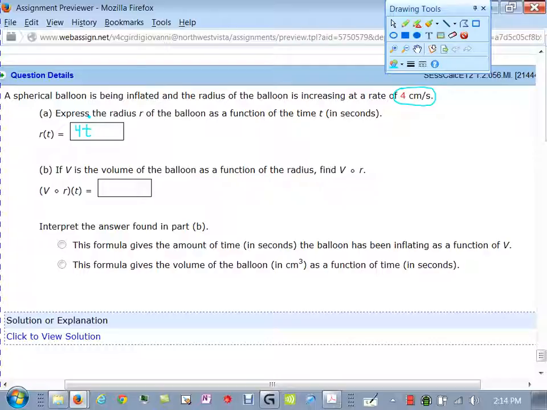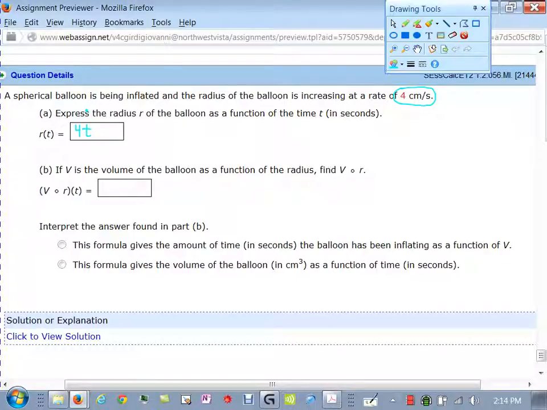It says a spherical balloon is being inflated, and the radius of the balloon is increasing at a rate of 4 centimeters per second. Express the radius of the balloon as a function of time. So we're assuming at 0, the radius is 0, and then 1 second later, it's 4 centimeters. 2 seconds later, it should be 8. 3 seconds later, it should be 12 centimeters, and so on and so forth. So this is our rate of change.